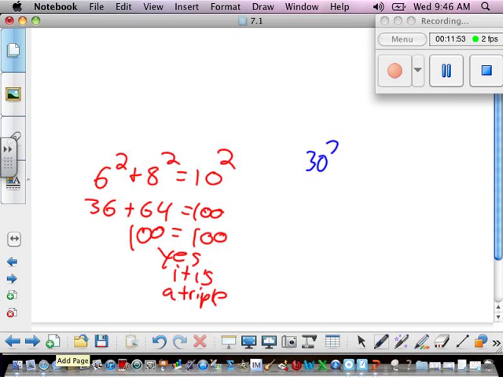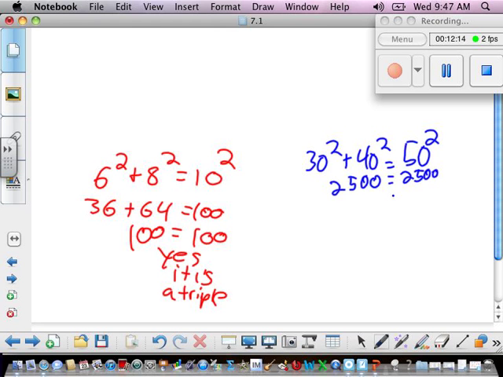30 squared plus 40 squared, does that equal 50 squared? So I'm going to say, okay, 30 squared plus 40 squared gives me 2,500. Does 50 squared give me the same thing? Yes. That's a Pythagorean triple. Okay.